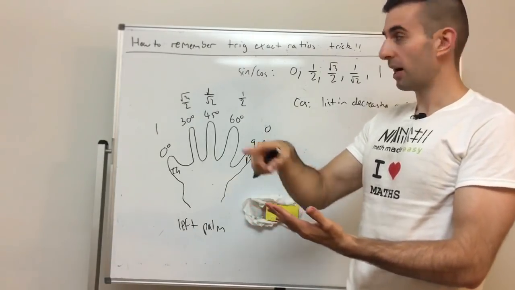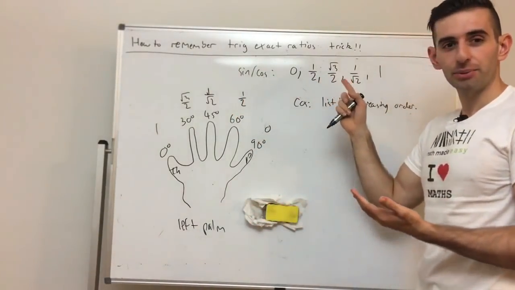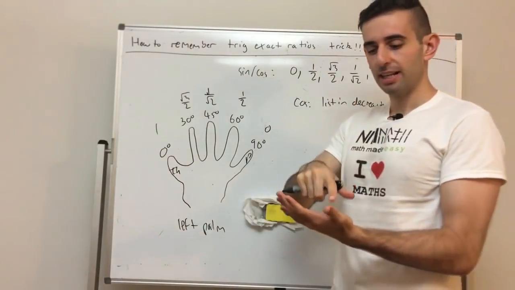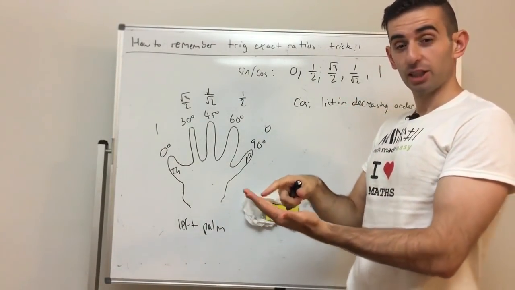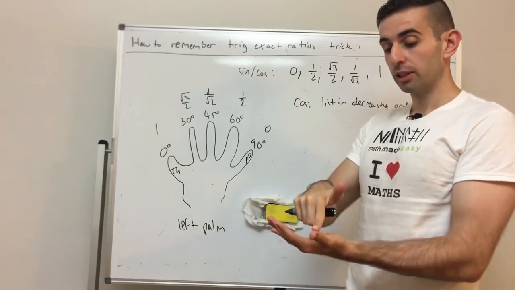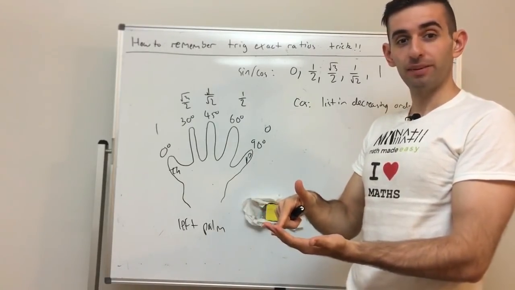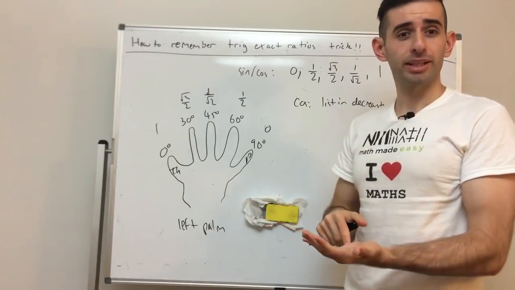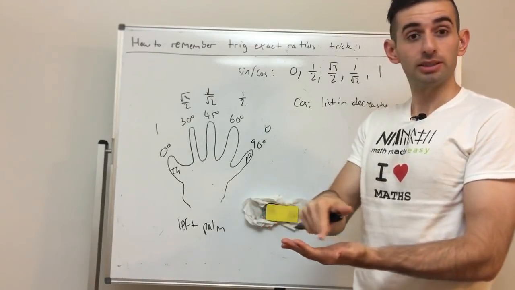Then you just need to know the 5 values: 0, half, root 3 on 2, 1 on root 2, and 1. Sine is in increasing order, and then cos is in decreasing order. So with practice, you'll be able to just use your hand to count what it is without having to draw a triangle, and you'll be able to do it pretty instantly. And then cos goes in reverse.